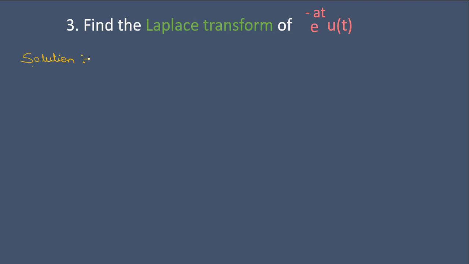These are all basic questions on Laplace transform of a step signal. Now it is e raised to minus at u(t). So u(t) is multiplied by an exponential signal e raised to minus at. So we can use the shifting in S domain property, or it is also called multiplication by exponential signal.